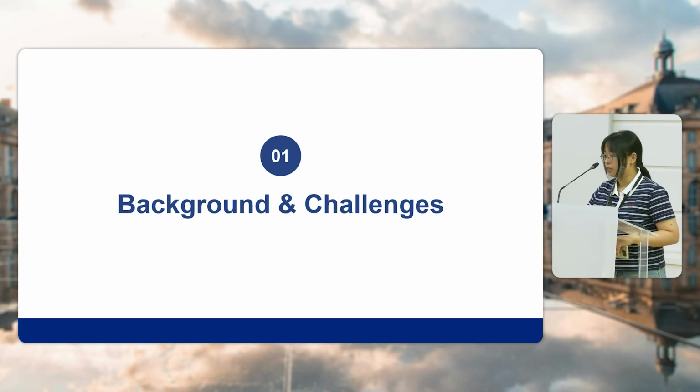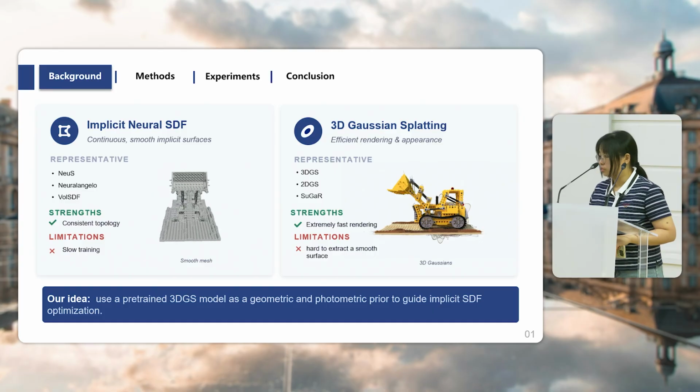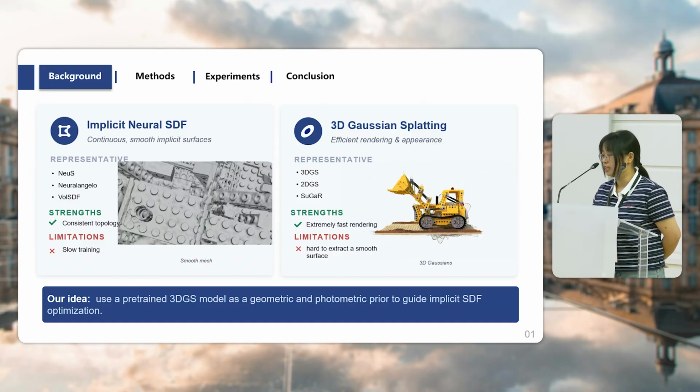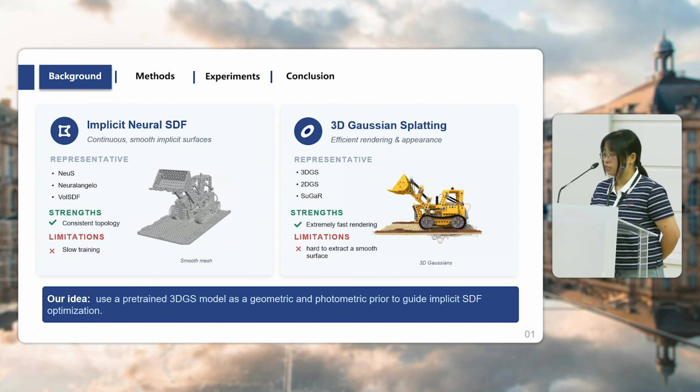Let me start with some background and the key challenges we face. There are 2 main approaches to 3D surface reconstruction. The first is implicit neural SDF, such as NeuS and Neuralangelo. It represents the surface as the zero-level set of a signed distance function. This gives high geometric accuracy, producing smooth, coherent meshes. The downside is the slow training, and it tends to create spurious volume.